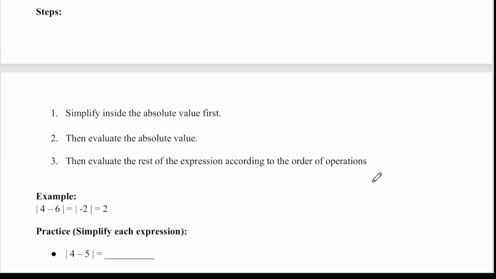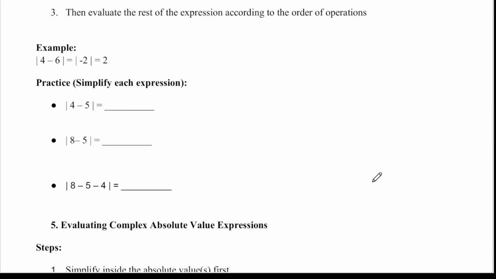Let's say we have a little bit more going on inside the absolute value symbol itself. Well, the steps are really the same, so we're still going to simplify whatever's on the inside of that absolute value. Then evaluate the absolute value part itself. Then evaluate whatever is on the outside remaining according to order of operations. So let's take a look at some examples. So for example, if I have the absolute value of 4 minus 6, that 4 minus 6 gets us -2, and then the absolute value of -2 is 2.